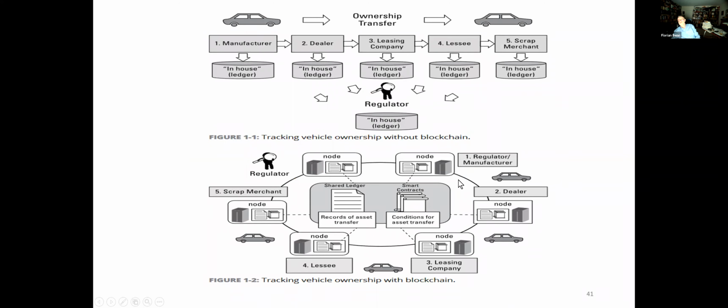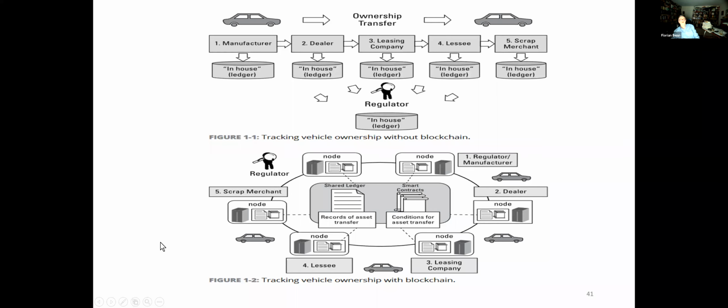This is what IBM talked about 2 weeks ago. It turns out that this is the traditional way of ownership transfer in the case of cars. You have the manufacturer, dealer, leasing company, lessee, and scrap merchant when the car is totaled. Each one of them maintains an in-house database ledger, and a regulator gets some of this information and can verify and audit it.